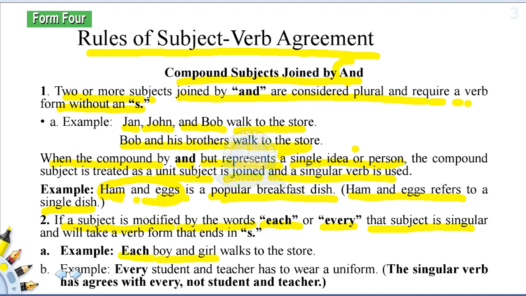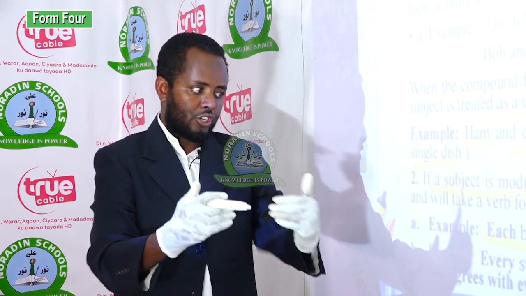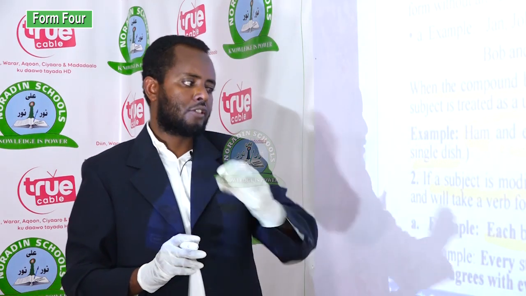Each boy and girl walks to the store. Each boy, not boy and girl, we're not talking about that, but each boy and each girl walks to the store. So this verb walks is singular. Or each boy and each girl is responsible for this country, Somalia.